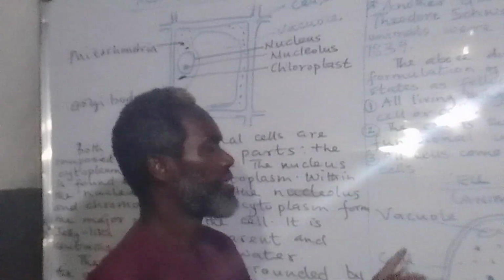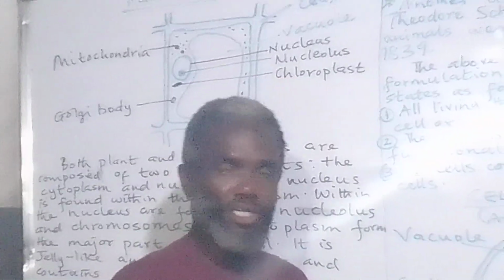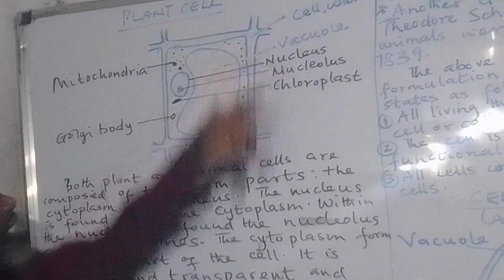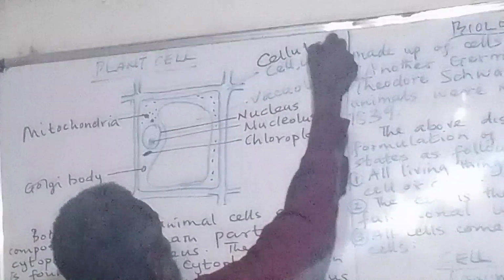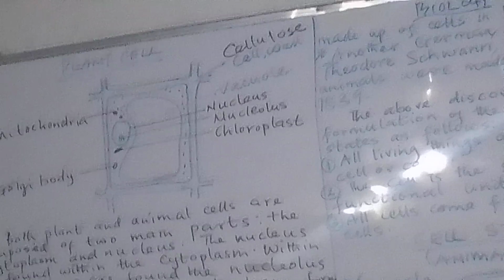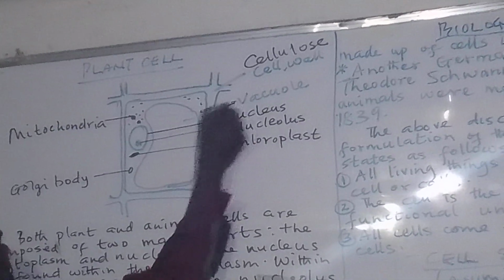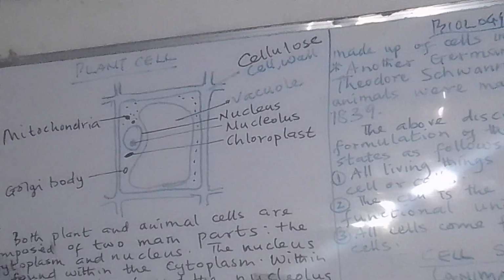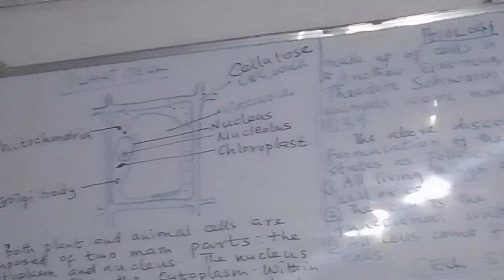Now we are going to compare it with the plant cell. You see that the structure is different. The animal cell has a cell membrane that is flexible, it's not fixed. But here you have a fixed cell wall, made up of cellulose. You also have the large vacuole, as against the small vacuole in the animal cell.